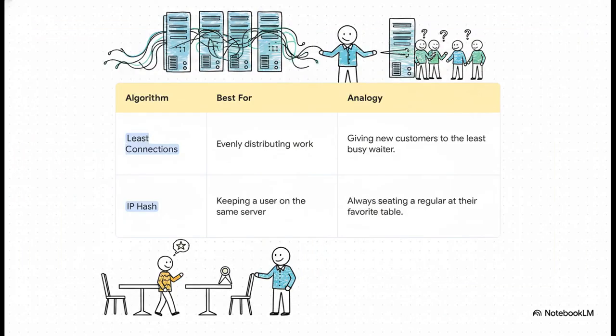And the strategies get even smarter from there. Take a look at these two. The least connections algorithm is just common sense. It sends the new request to whichever server is doing the least amount of work right now. You know, just like a host gives the next table to the least busy waiter.